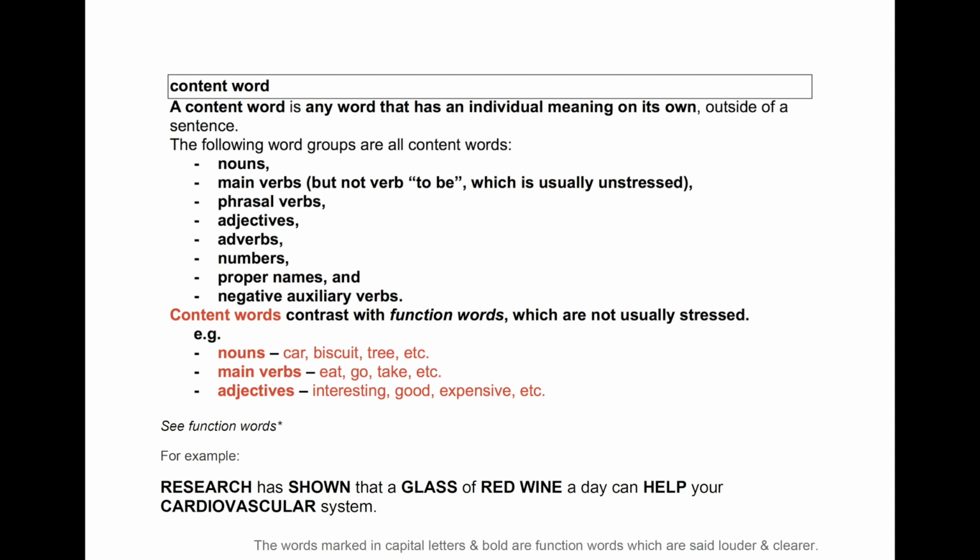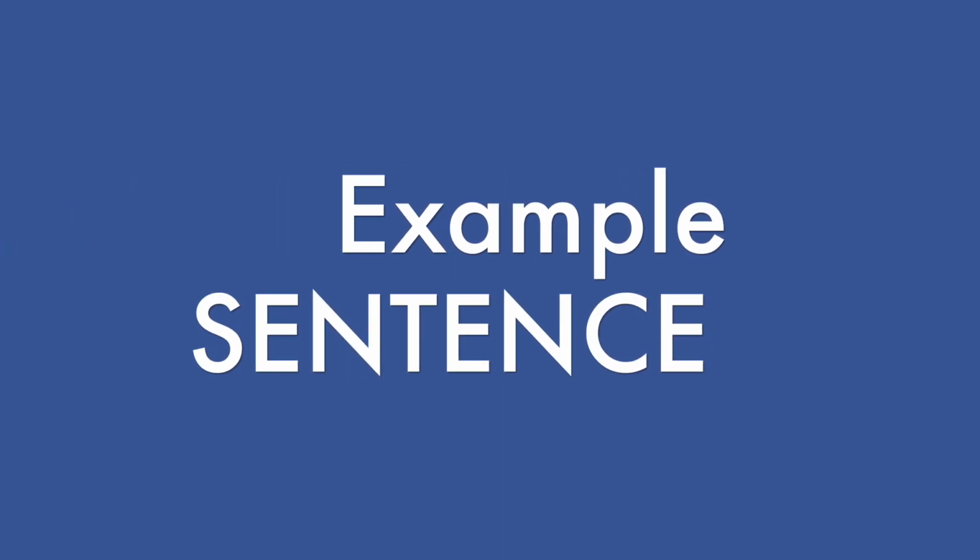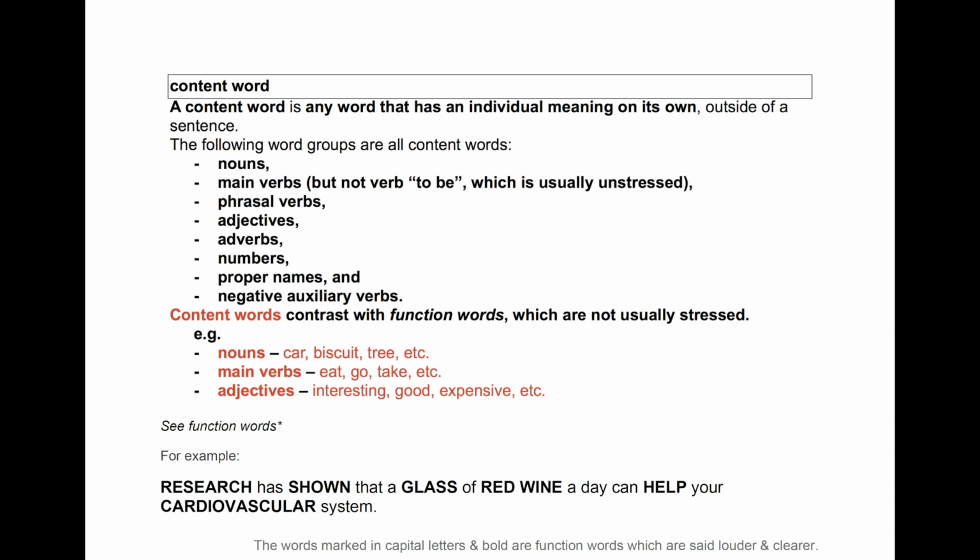For example, nouns are car, biscuit, tree. Main verbs are eat, go, take. Adjectives are interesting, good, expensive. I'll come back to function words later. So let's see an example sentence.